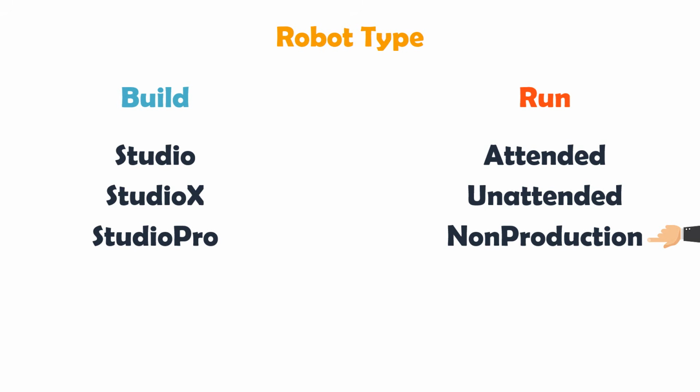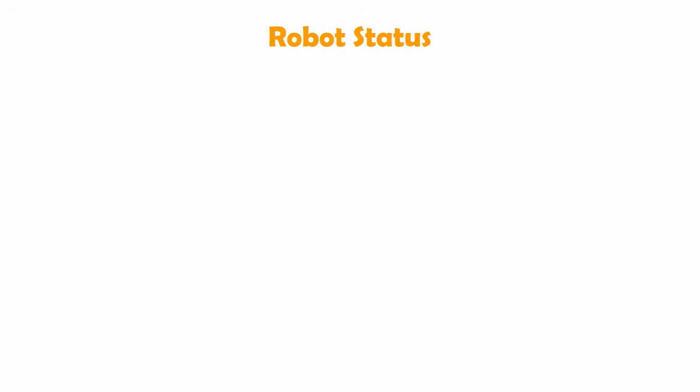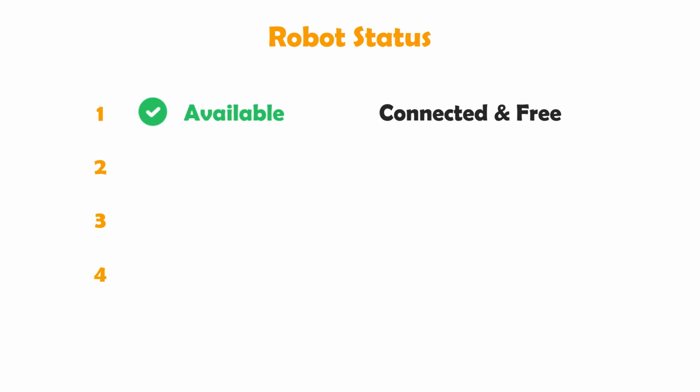One last thing you should know about the robots is the robot status. In Orchestrator you can manage the robots and see their statuses. There are 4 statuses. These are available. This means that the robot is not running a process and is free to be used. It's like an employee who has a break now.